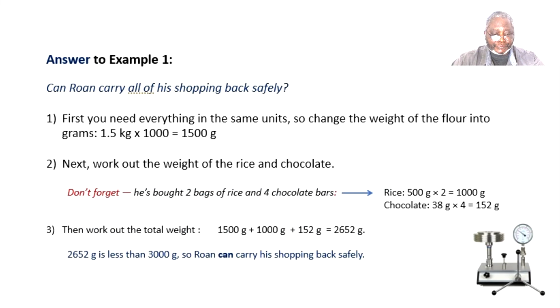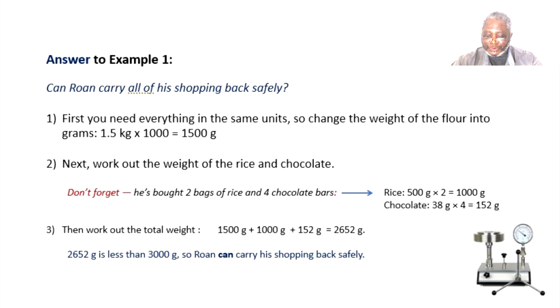Let's look at the answers. First, you need everything in the same units. So change the weight of the flour into grams. So 1.5 kilograms, you multiply by 1,000 to get 1,500 grams. Two, work out the weight of the rice and the chocolate. And don't forget, he's bought 2 bags of rice and 4 chocolates. So you have to take the quantity into account.